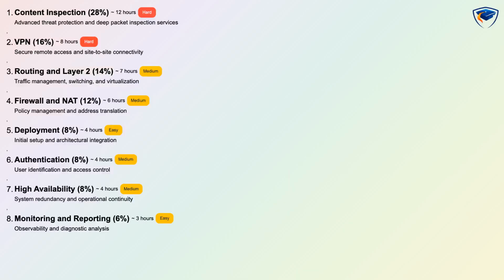Content inspection 28%, VPN 16%, routing and layer 2 14%, firewall and NAT 12%, deployment 8%, authentication 8%, high availability 8%, and monitoring and reporting 6%. The full syllabus represents about 48 estimated learning hours and mixes conceptual, scenario-based, and hands-on assessments. Focus your time on content inspection and VPN since they carry the largest weight and highest difficulty.